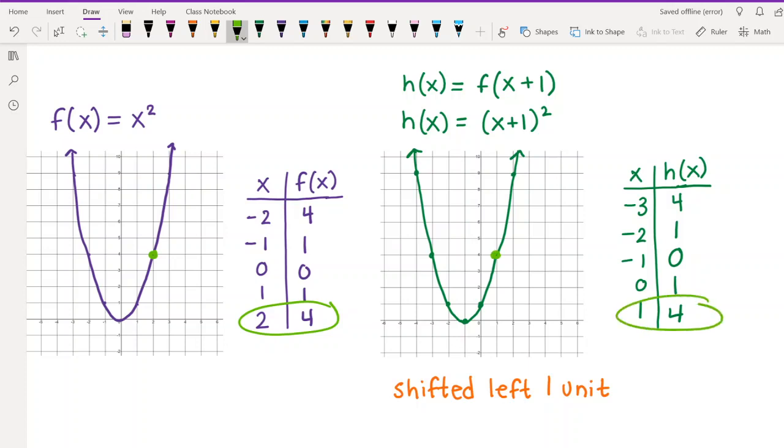Okay, so for the original function, you would take 2 and square it and get 4. For the new function, because you're adding 1 to it, if you want to get an output of 4, you no longer have to plug in 2, you only have to plug in 1, right? Because when you plug in 1, you're adding 1 to it, so you're making it bigger, and so you can achieve the same output with a smaller input.